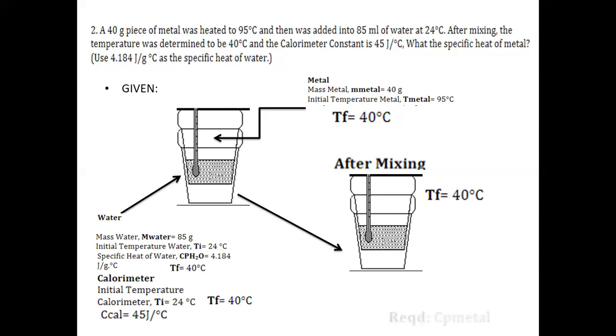Now let's proceed with the calculation part in solving for the specific heat of the metal, or Cp metal. We have two versions for the solution of this problem. The first one is the long cut. For the long cut solution, we're going to calculate the heat gained by the water, Qw, which is equal to the absolute value of the mass of the water multiplied by the specific heat of the water times the change in temperature, Tf or mixing temperature minus the initial temperature of the water inside the calorimeter.